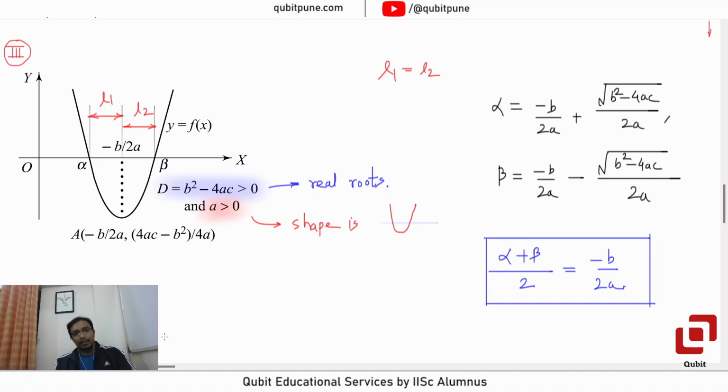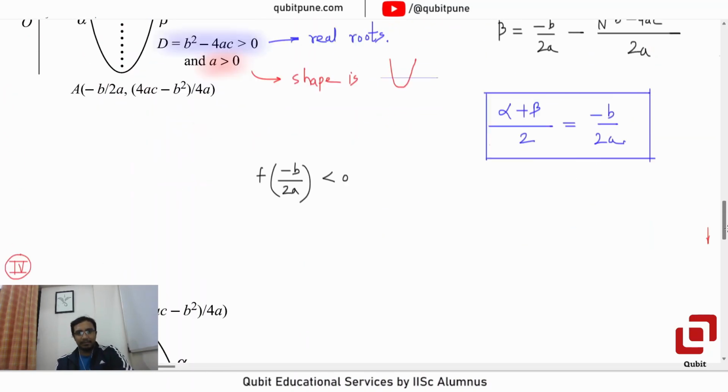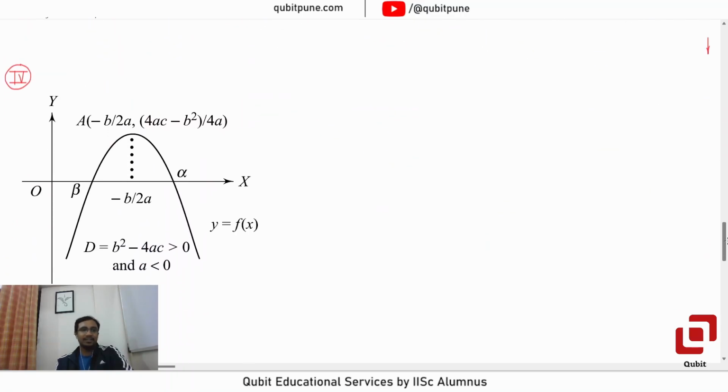Now we can also have a situation where this graph is inverted like this. Okay, so let's discuss that situation. But here we can also write specifically for this figure that f of negative b by 2a is negative. Only then will the graph as shown in this figure be there. Otherwise it will not be like that. This is the mirror image of that on the x-axis.